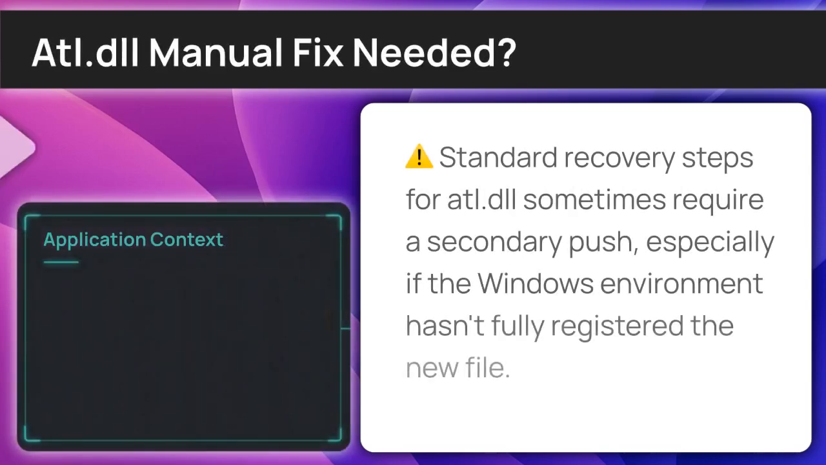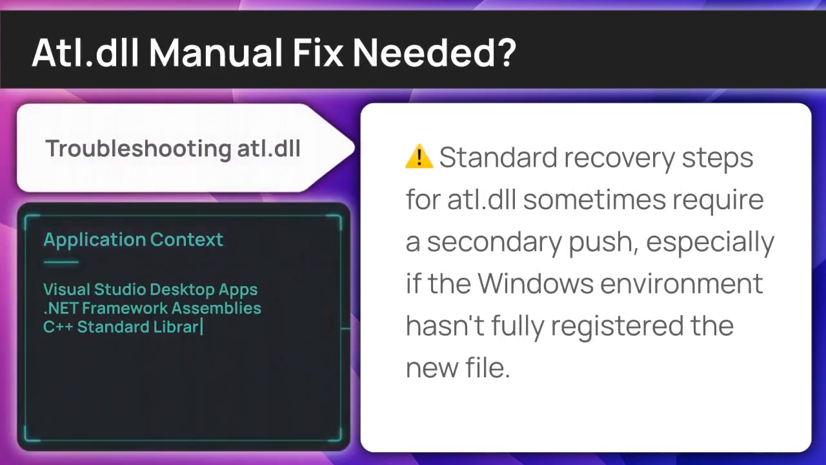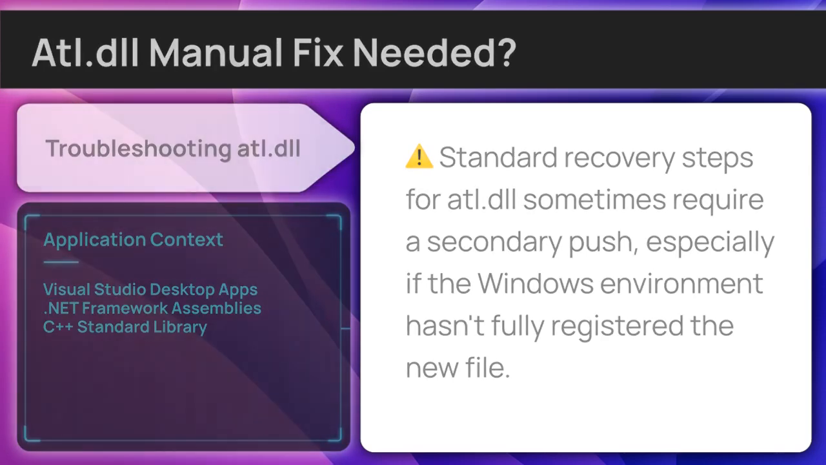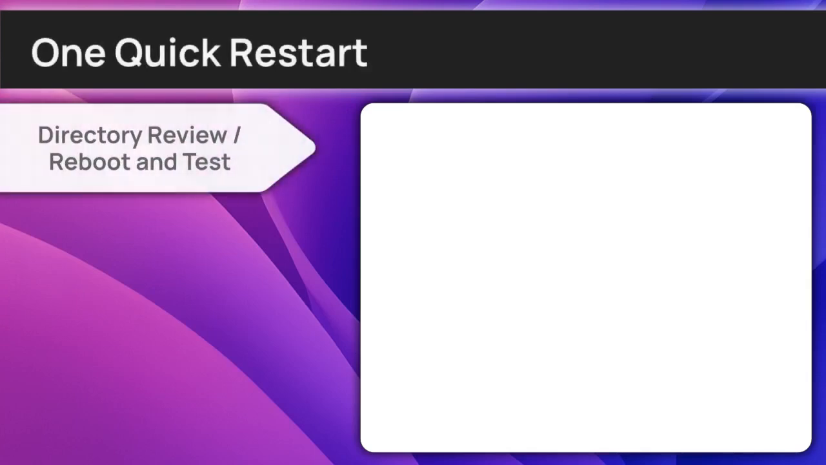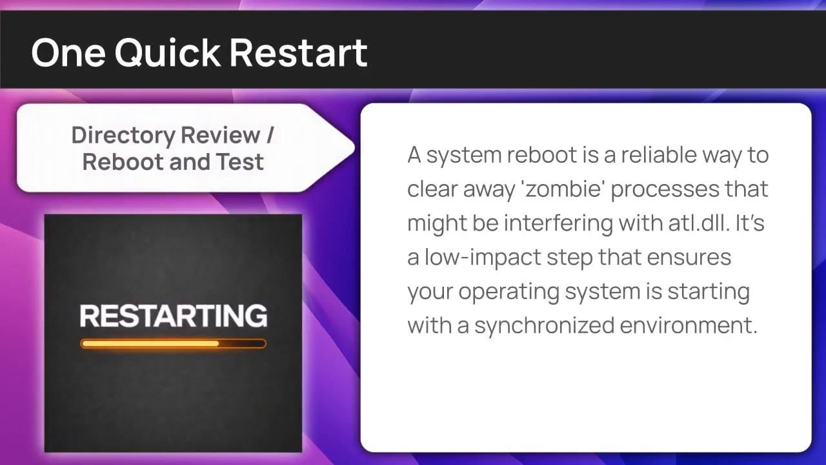If the redistributable repair didn't resolve the pop-up, the next logical step is to analyze the local environment for process conflicts. A full system restart ensures that no background processes are currently locking the ATL library file. A fresh boot allows Windows to reinitialize its library map from a clean state.